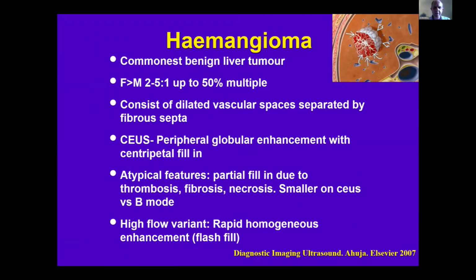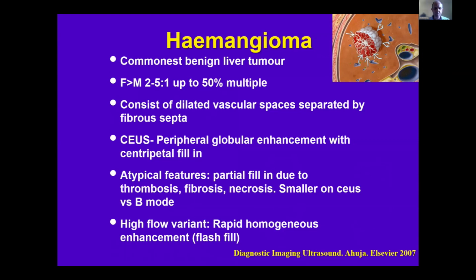So hemangiomas are the commonest benign tumor. They consist of dilated vascular spaces separated by fibrous septa. They show peripheral globular enhancement on contrast ultrasound with central fill-in. Some may have atypical features where they have partial fill-in due to thrombosis, fibrosis, or necrosis. This tends to be the bigger lesions, but the bottom line is that the lesion will be smaller on contrast ultrasound compared to B mode.